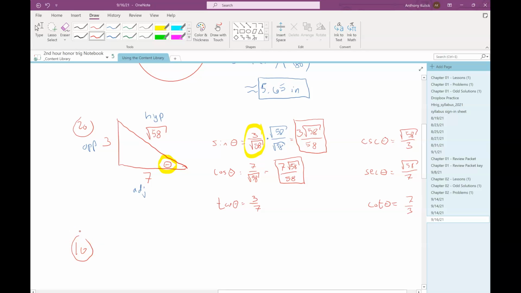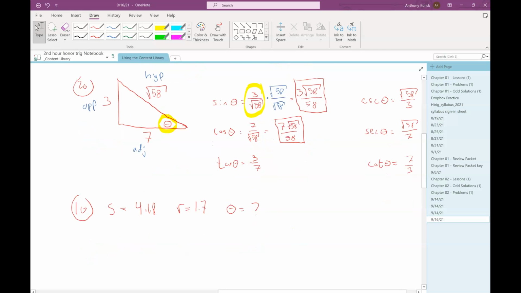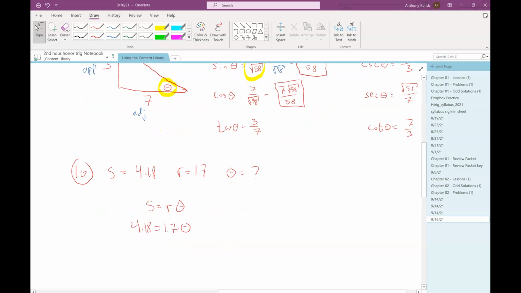16, we're just asked to find the missing value. So we know that S is 418. R is 1.7. Since they're the same unit, I'm just going to drop the unit because it doesn't really matter to us. And we're looking to find theta, right? So it depends on how you want to write theta. Do you want to write theta in terms of degrees or radians? I'm going to use radians because it's a lot less work. And the question doesn't specify that I have to use one versus another, so I'm just going to do the radian version.